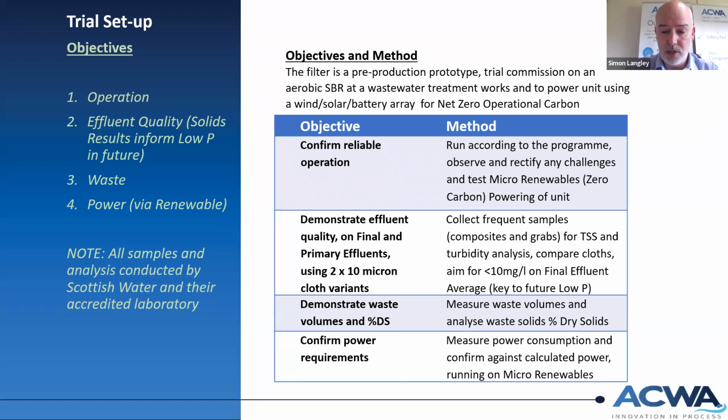Our real aim, though, was to get down to less than 10 milligrams per litre suspended solids on the final effluent on average, because that, as we've discussed with many water companies in the UK, is what will help them when they combine it with either algae, electrocoagulation, or traditional dosing to achieve phosphorus contents of less than 0.5 milligrams per litre.